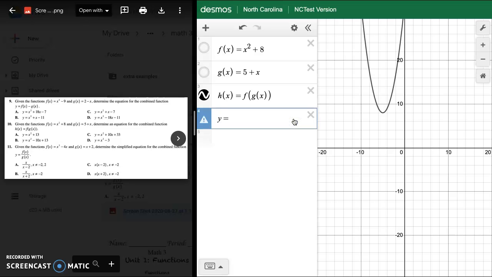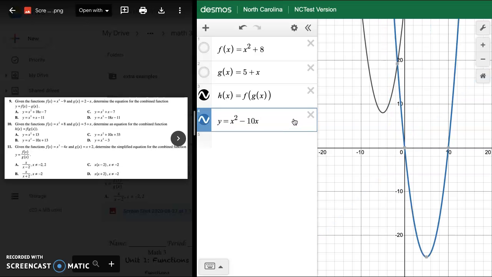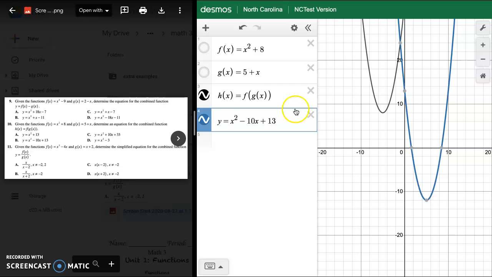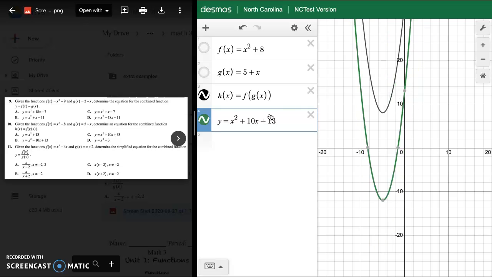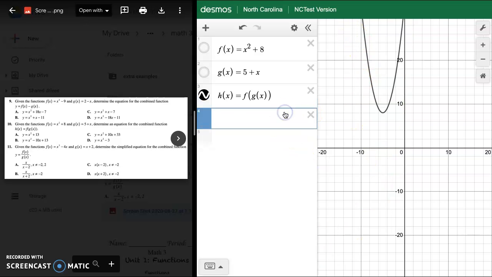Y is equal to x squared minus 10x plus 13. Again, these graphs intersect, they don't overlap or lay on top of each other. I get rid of it. Answer choice C. Y is equal to x squared plus 10x plus 13. Again, they don't overlap, so I get rid of it.